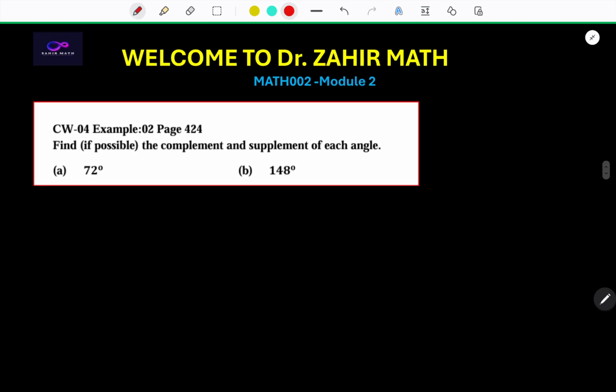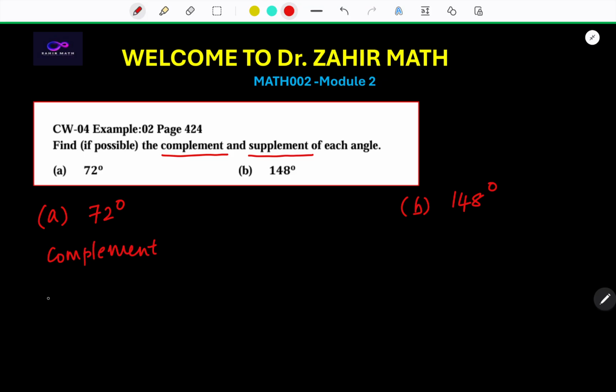Now the question starts. Find the complement and the supplement of each angle. So the first question is 72 degrees. The second question is 148 degrees. So we are going to find the complement and the supplement. Okay, right. So the complement is 90 minus theta. Supplement is 180 minus theta.